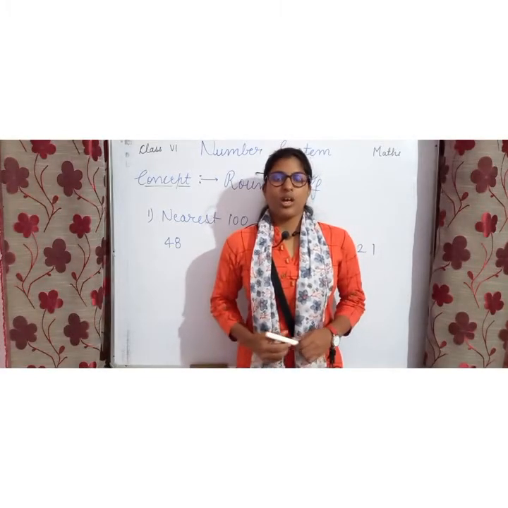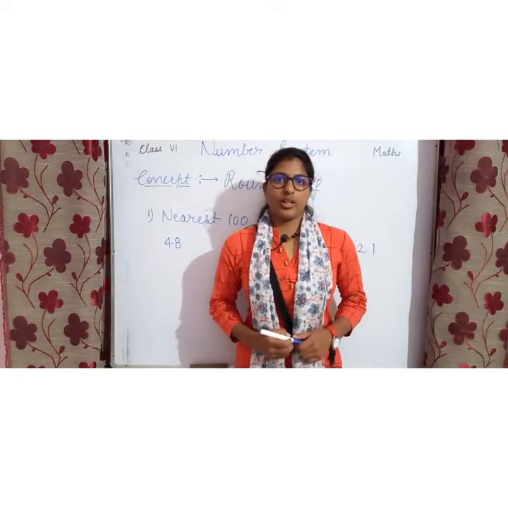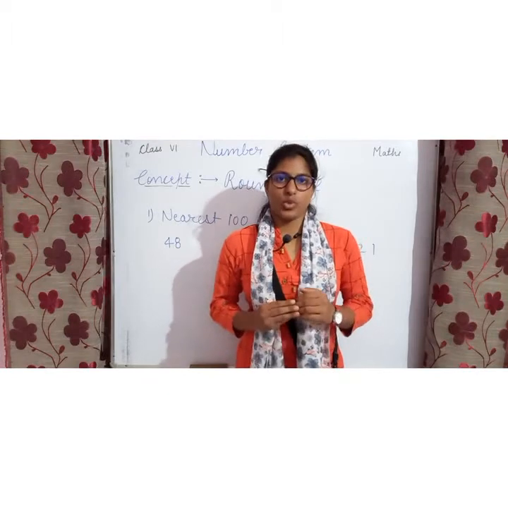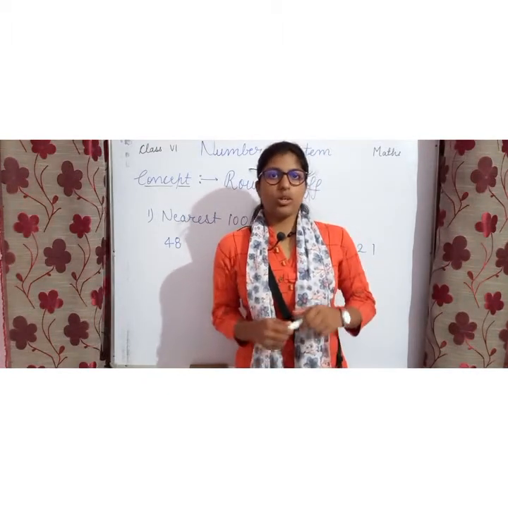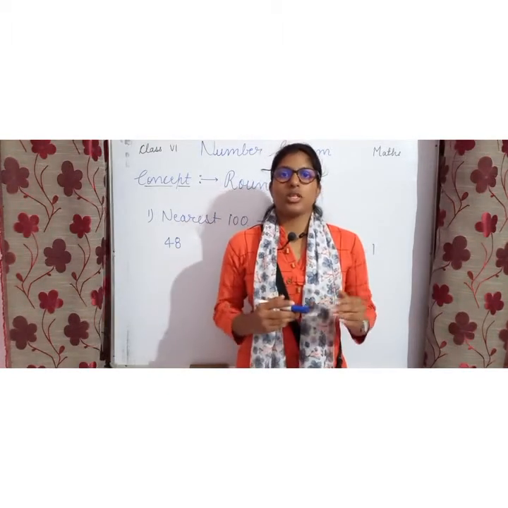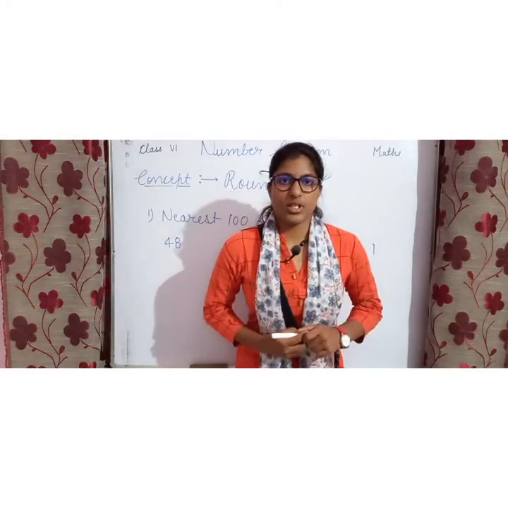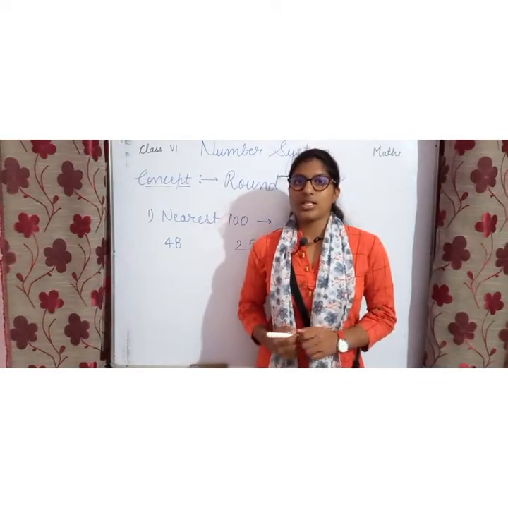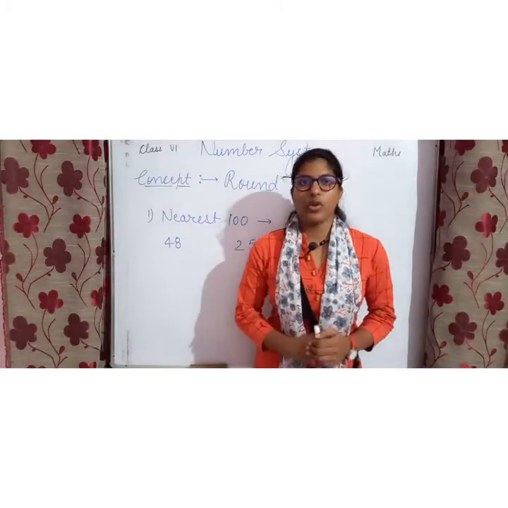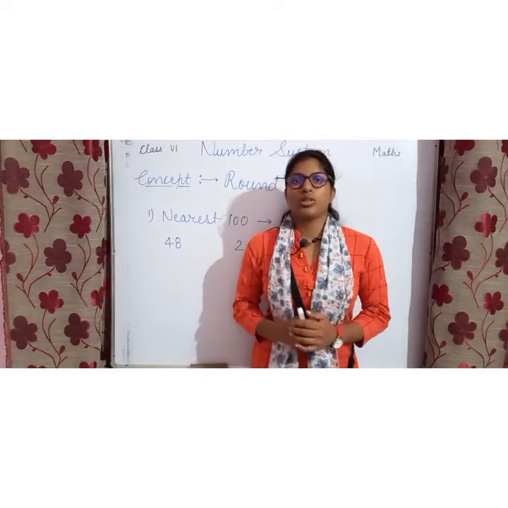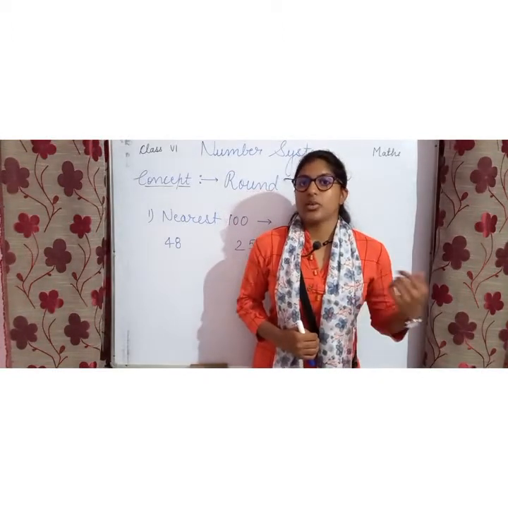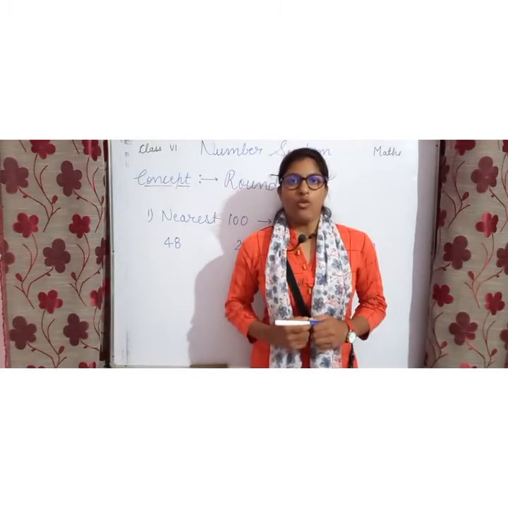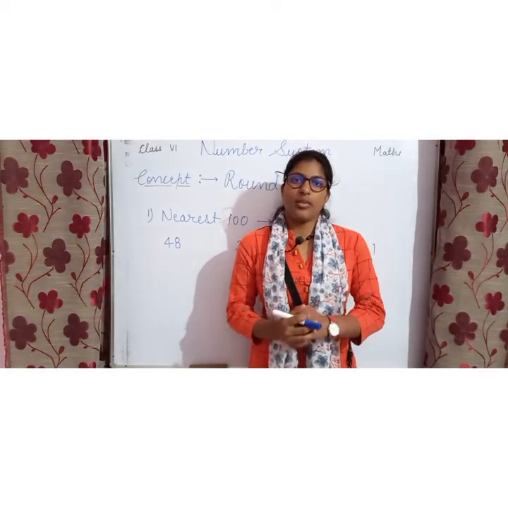Now the next concept is rounding off to the nearest 100. When we round off to the nearest 100, again we remind some rules here. Rule number 1 is we put the 0 at the ones and tens place digit. Rule number 2, we will check whether the tens place digit is greater than or equal to 5 or lesser than 5. And rule number 3, if that digit is greater than or equal to 5, we will increase the 100 place digit by 1 and the rest of the digits come as they are.